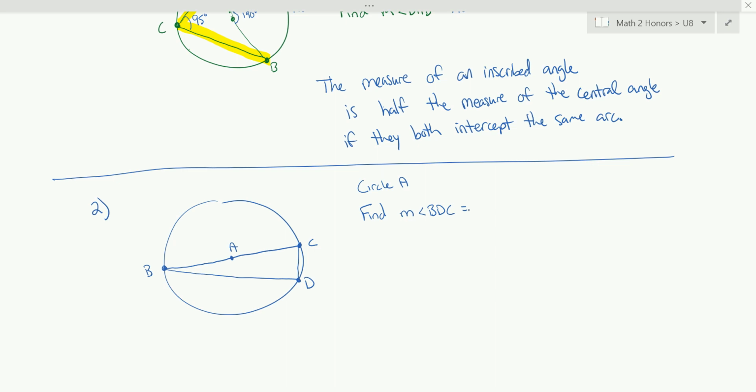And we're just thinking about inscribed angles. The measure of an inscribed angle is half the measure of its intercepted arc. That's all we're working with. And use that to help you solve this.